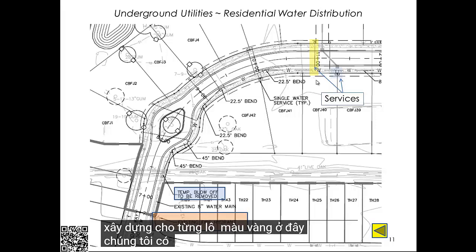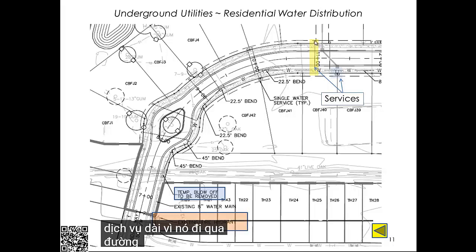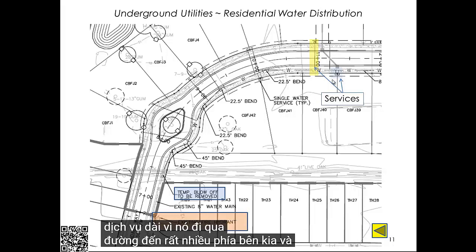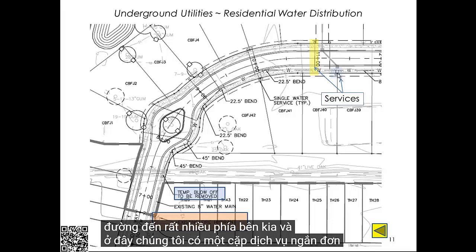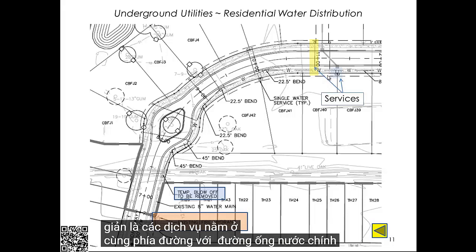In yellow here we have a long service, and it's called a long service because it goes across the street to a lot on the other side. And here we have a pair of short services, which are simply services located on the same side of the street as the water main.